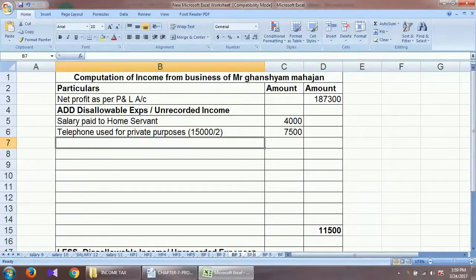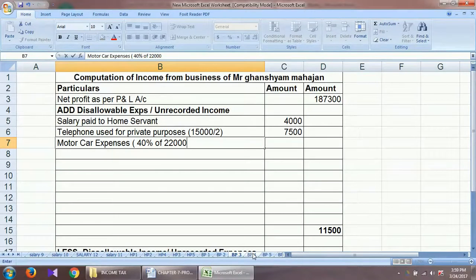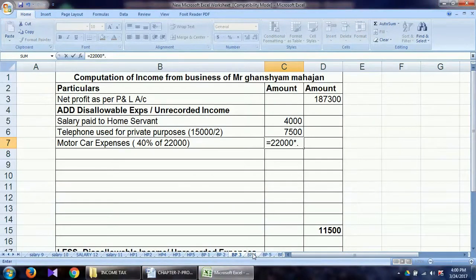So motor car expenses, 40% of 22,000. Let us just calculate 22,000 multiplied by 40%. It comes around 8,800 rupees.